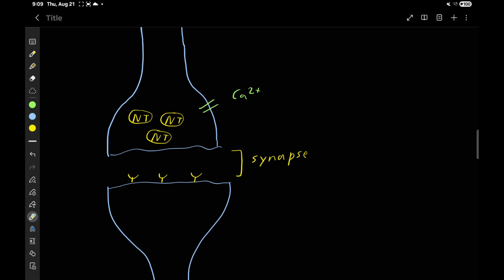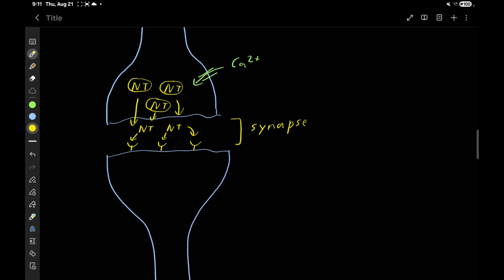But basically, in your presynaptic neuron are these vesicles containing neurotransmitters. When calcium ions enter via these channels, this triggers the release of your neurotransmitters out of your presynaptic neuron and into your synapse. And once it's in the synapse, these neurotransmitters can go and bind onto your receptors of your postsynaptic neuron, producing responses.